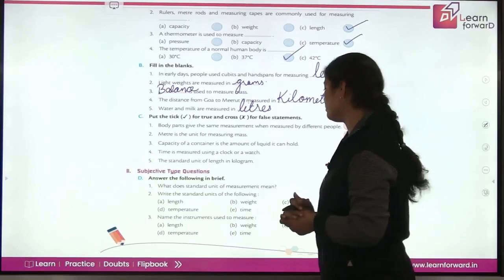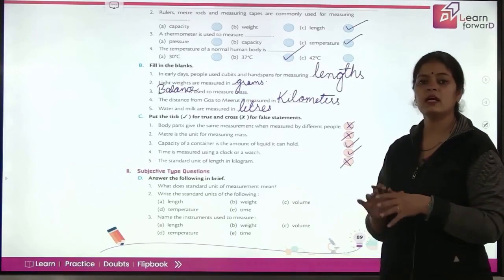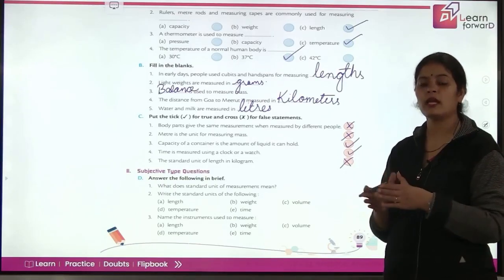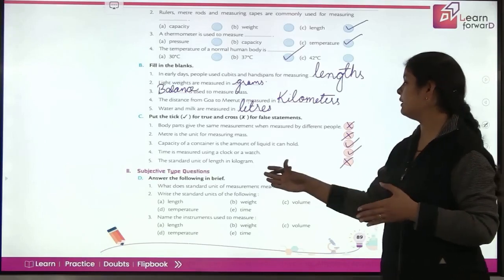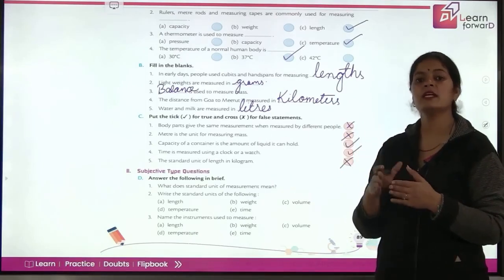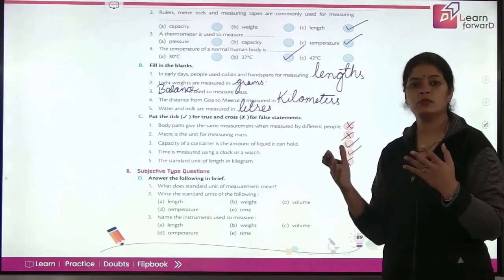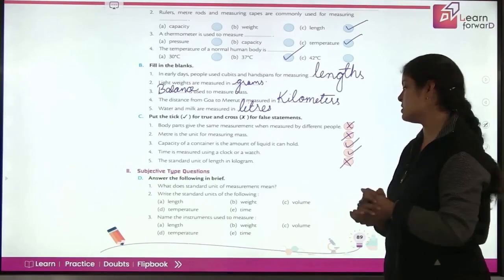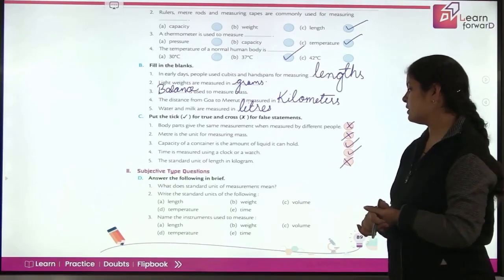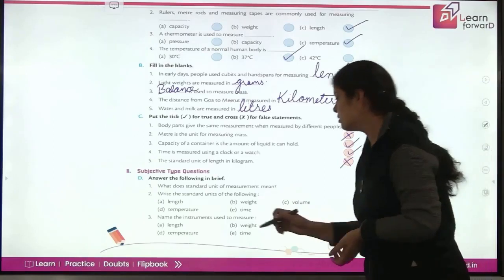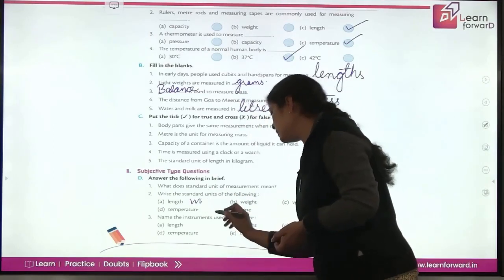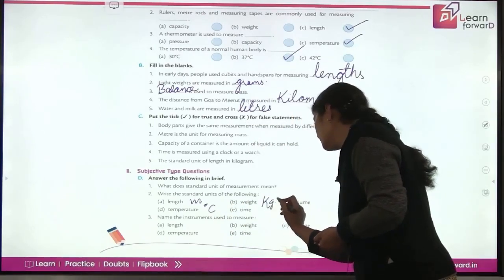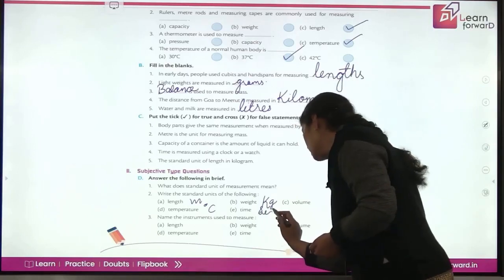Now, subjective type questions. What does standard unit of measurement mean? It means there is some standardized measurement way so that it can be applied or accepted all over the world, and these give exact measurement. Whoever is measuring, the same measurement will come. So these are called standardized measurement units. Now write the standard unit of the following. Length, meter. Temperature, degree Celsius. Weight, kilogram. Time, second. Volume, liter.